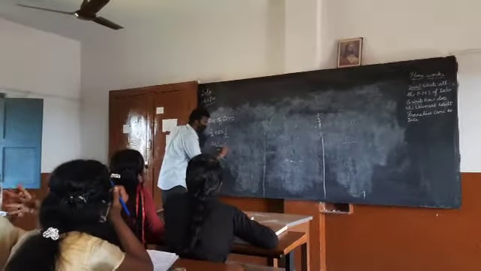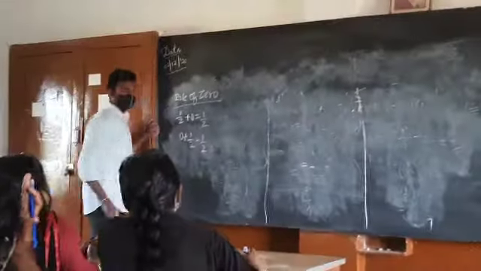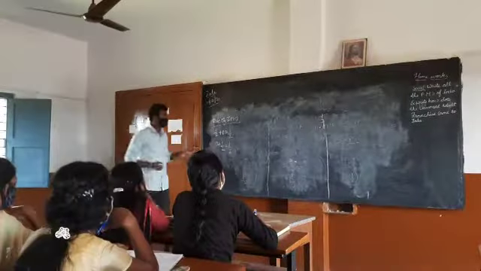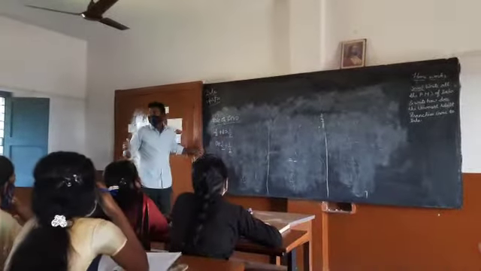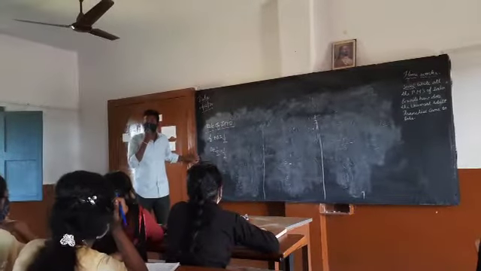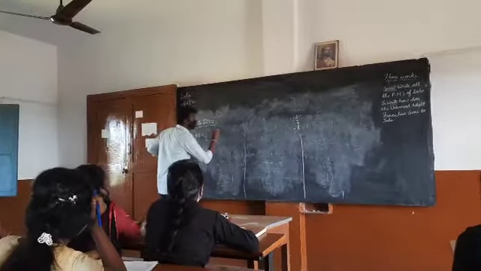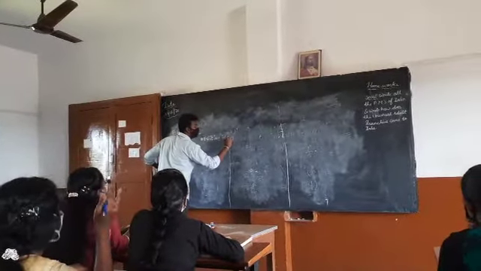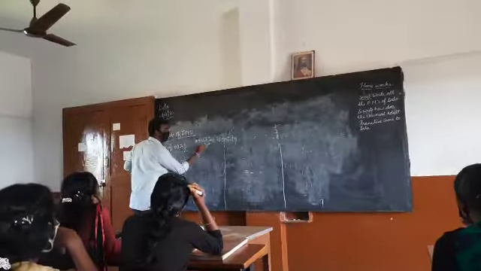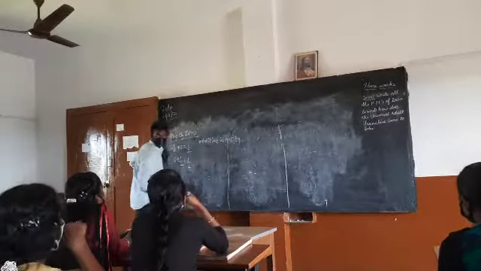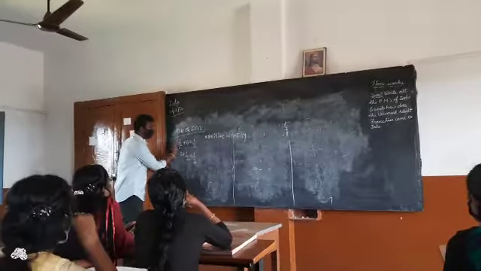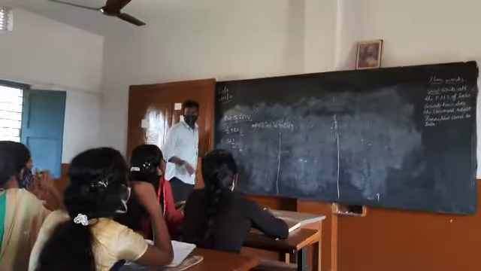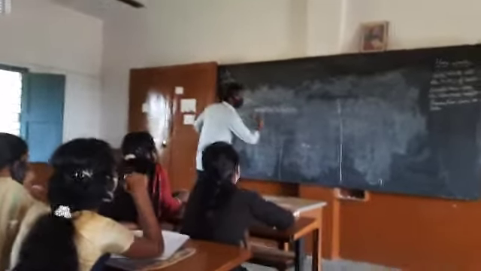So what is the role of 0? It gives the same number if you add 0 to the rational number. That is why 0 is called the additive identity. Additive identity means, if you take a rational number and add 0, you will get that same number, whatever the rational number is. Understood? That is what additive identity means.